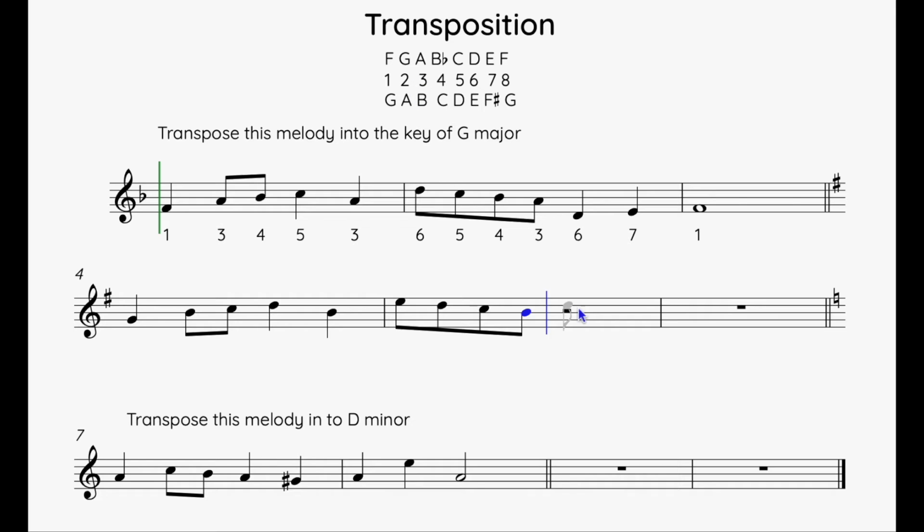3, checking the notes. Now we have to leap down to 6. So I have to find 6 below. So the 6th note of G major is E. So I'm going to need to step down to the note E. And then, of course, I need to go up to the 7th, which is F sharp, and then finish on the G, which is 1.